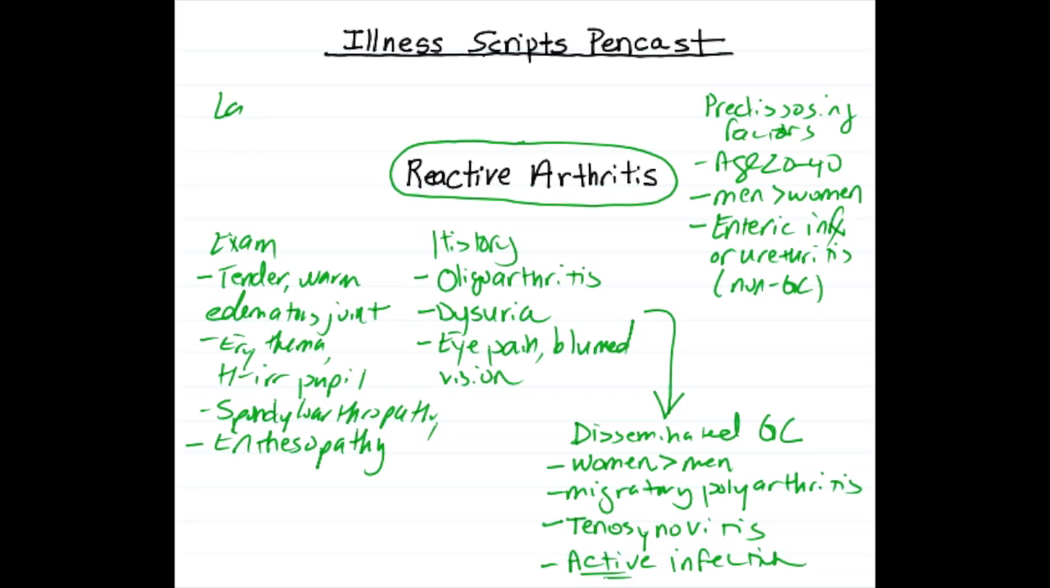Lab findings will include elevated inflammatory markers, such as ESR and CRP, with elevated leukocytes in the synovial fluid, but it's going to be less than you see in bacterial septic arthritis. It's going to be less than 8,000 cells per cubic millimeter. The culture will also be negative, as this is not an active infection.